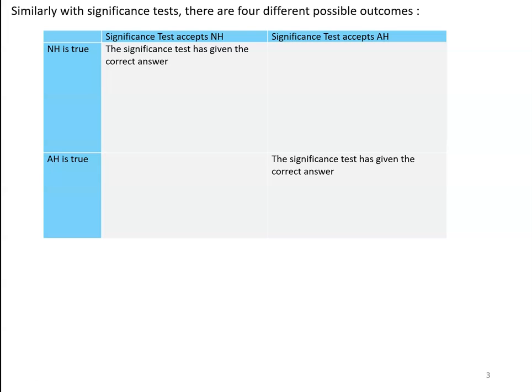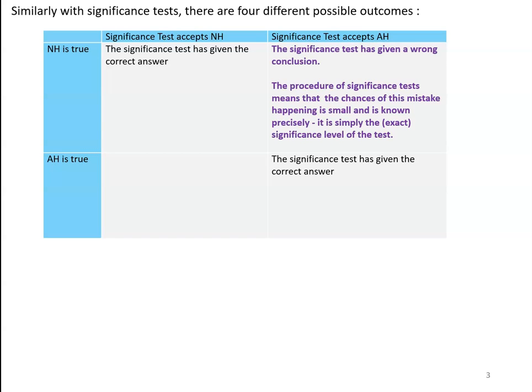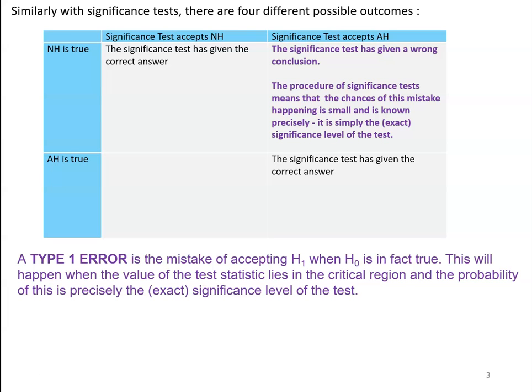If the null hypothesis is true and the significance test accepts the alternative hypothesis, then the significance test has given a wrong conclusion. The procedure of significance tests means that the chance of making this mistake is small and is known precisely. It's simply the significance level, or to be precise, the exact significance level of the test. An error of this kind is called a type 1 error.